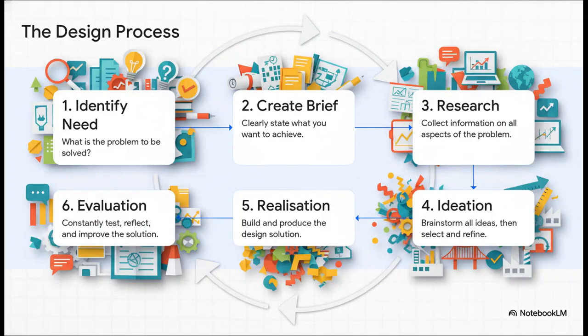And here's what that whole process looks like. Now check out the arrows. It might look like a simple 1 through 6 list, but it's not. It's a cycle. You'll identify a need, write your brief, do your research, brainstorm a ton of ideas, then you'll build something, and then you evaluate it. But here's the secret sauce. That evaluation might send you right back to the research stage, or maybe back to brainstorming. See? Successful design is iterative. It's this constant loop of creating, testing, and making things better.